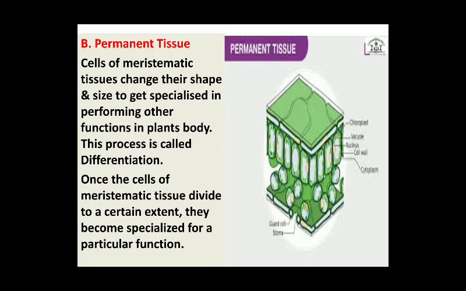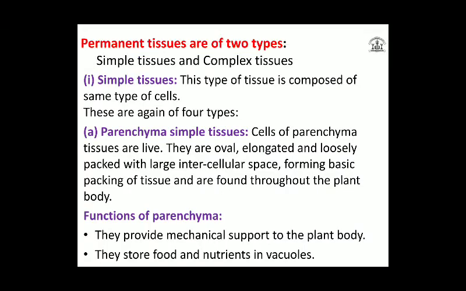This permanent tissue is further classified into simple tissue and complex tissue. First we'll see what is simple tissue. This type of tissue is composed of the same type of cells. The name itself indicates simple tissue, which means not much complicated, just the same kind of cells. Whereas the complex tissue is formed with different types of cells. Now we'll see the functions in simple tissues.